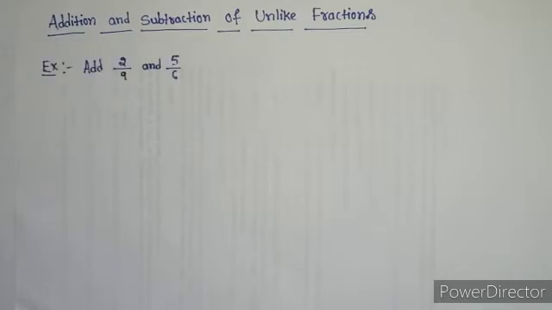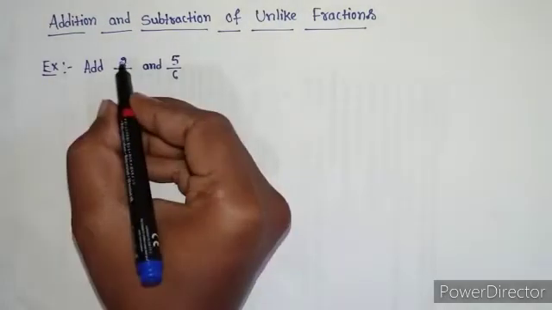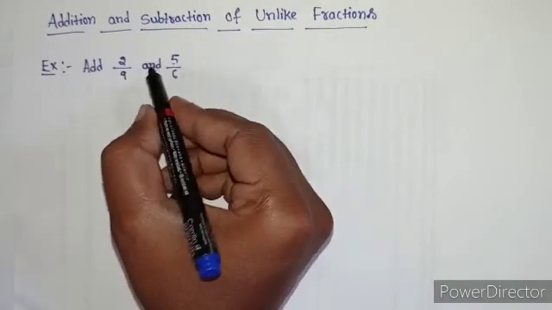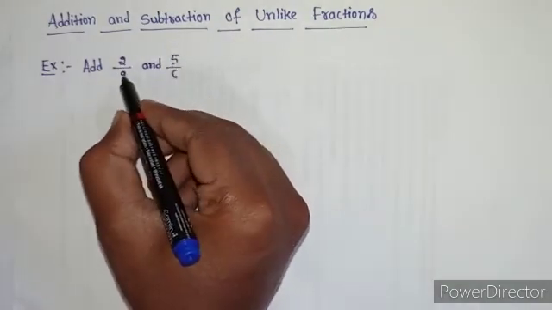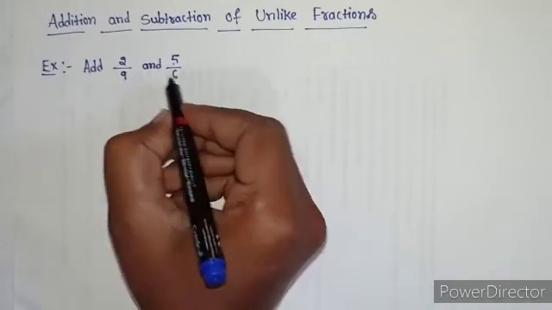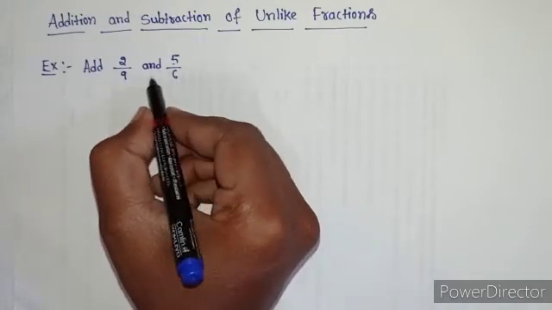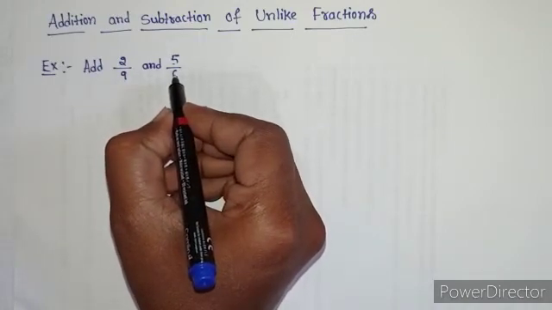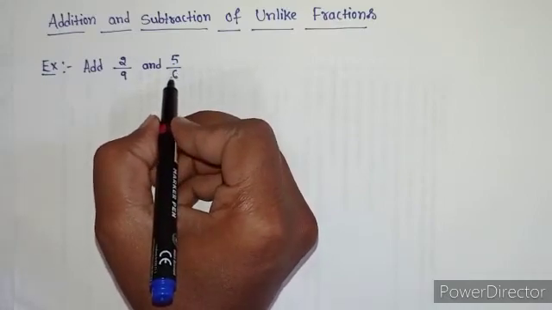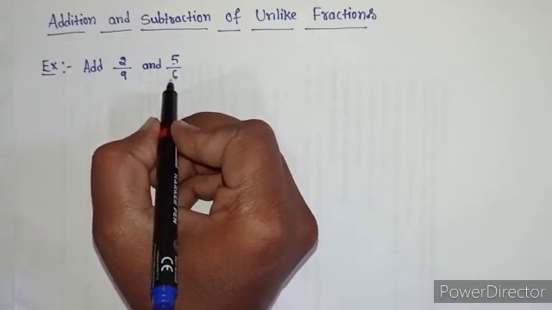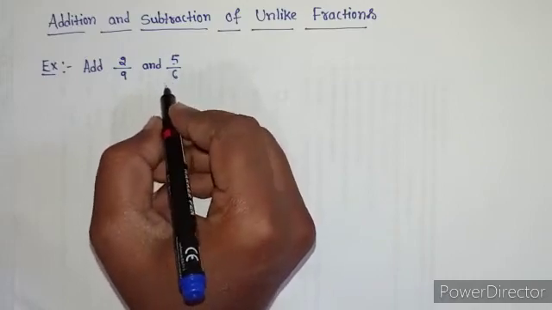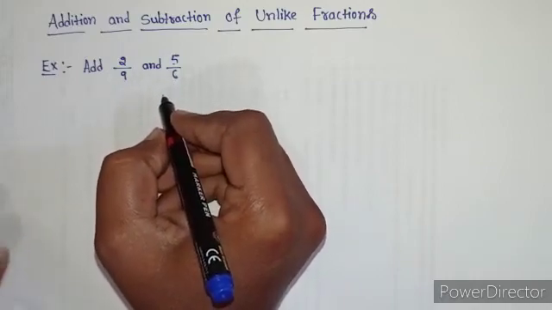For example, add 2 over 9 and 5 over 6. Here the numerators are 2 and 5, and the denominators are 9 and 6. Here the denominators are different, 9 and 6, so these are unlike fractions. To add unlike fractions, first we need to find the LCM of the denominators. Now we need to find the LCM for the denominators 9 and 6.